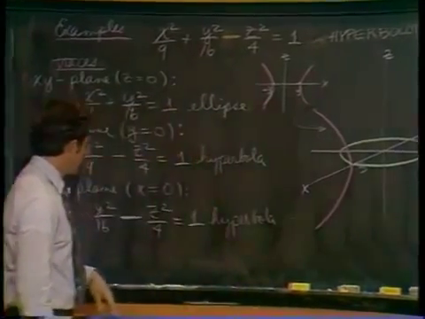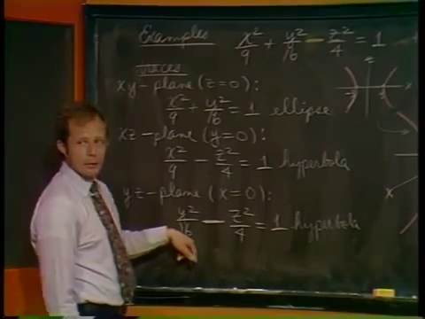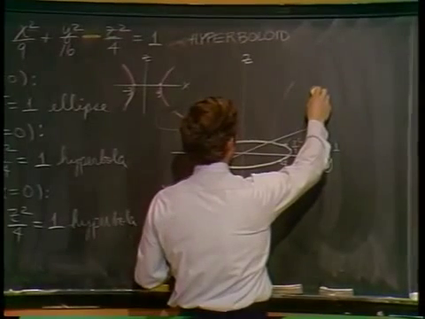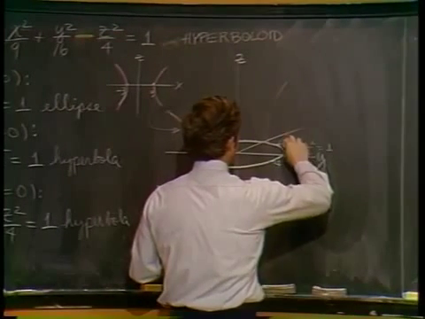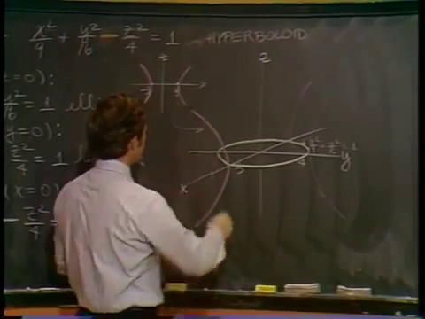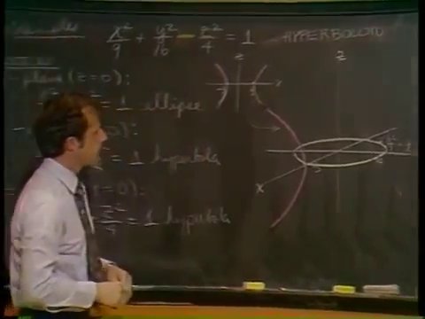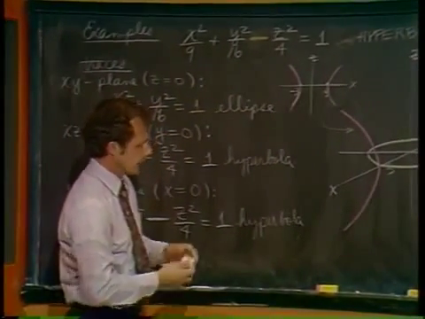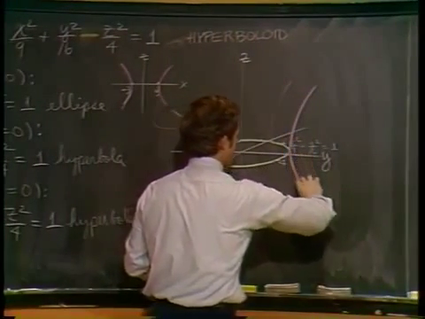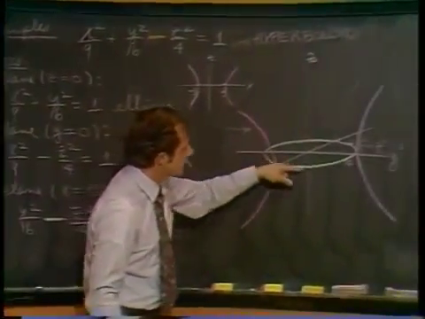How about the other hyperbola? That's in the yz plane, and that intersects the y-axis at plus minus 4. So we will have over here something like that, and also something similar over there. Okay, that didn't show up too well. Let's do that a little bit more darkly. So at least we have the minimums.